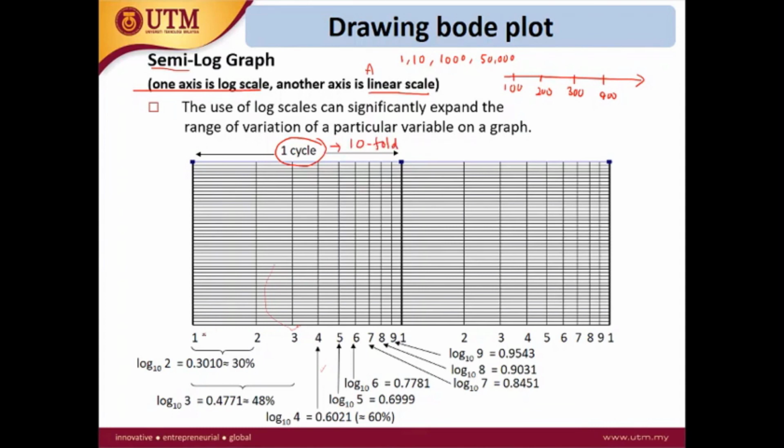So what is tenfold? For example, we start here, this is 1. After one cycle, it will become 10. Then after another cycle, it will become 100. This is how you put the values on the log scale. So here it becomes 20, 30, 40, 50, 60, 70, 80, 90, and then 100. After the next cycle it will become 200, 300, 400, and so on until 1000.